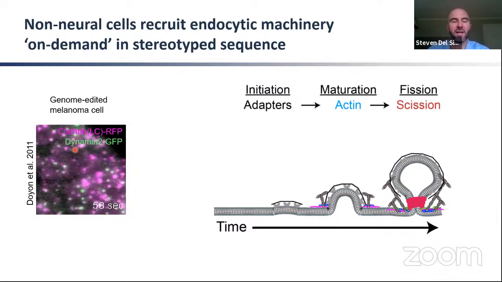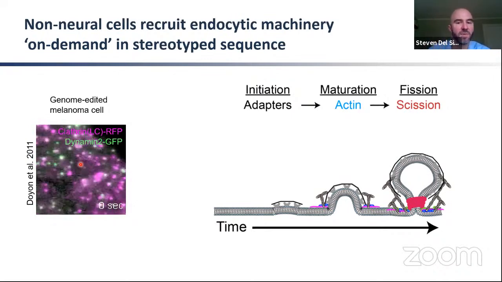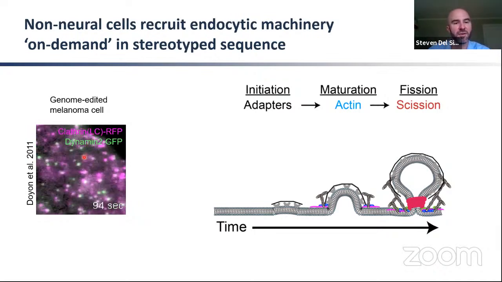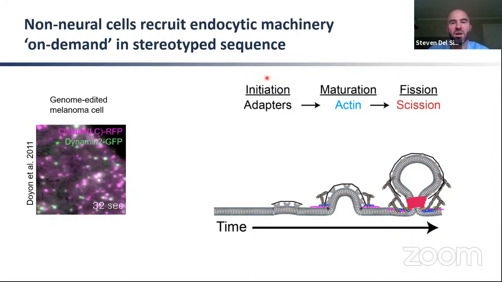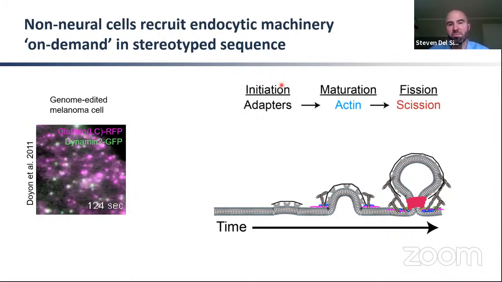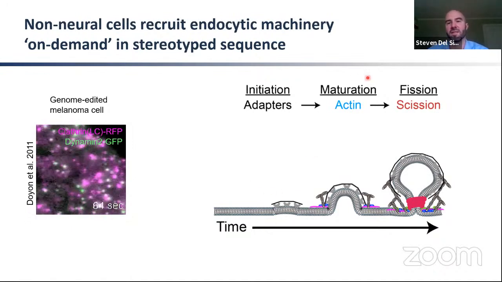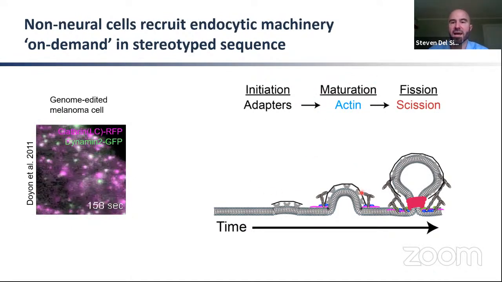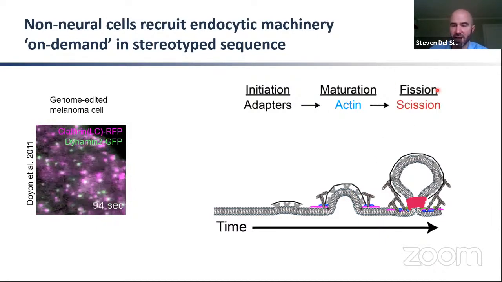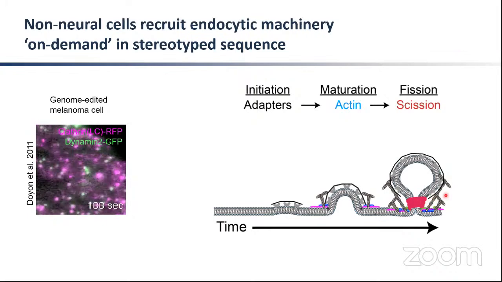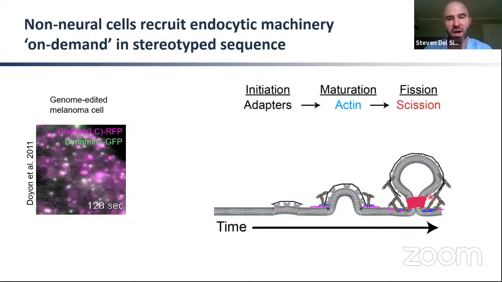methods like TURF and live imaging of yeast, the field has been able to really get a very high spatial and temporal resolution of their pattern of recruitment. And that's led to a model where there's a very stereotyped canonical sequence where there's an early recruitment of adapter proteins that can bind to cargos and membrane. The endocytic site matures as actin assembles and deforms the membrane. And then finally, the membrane undergoes fission as dynamin constricts the neck and the vesicle buds off.